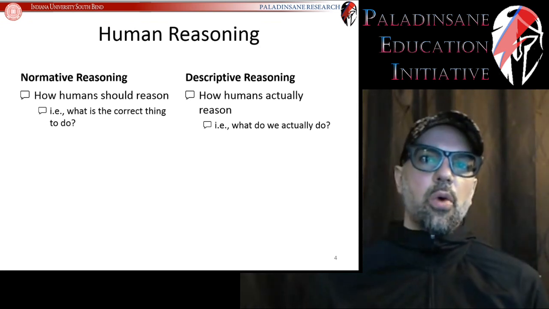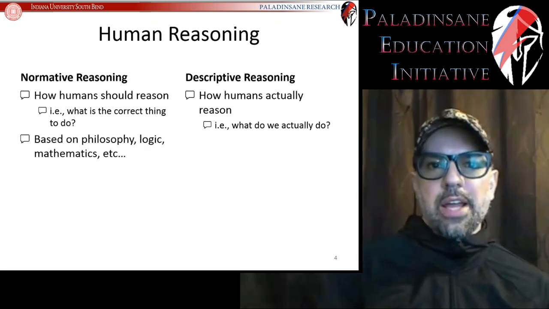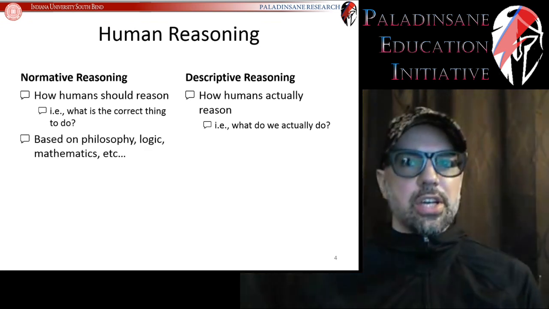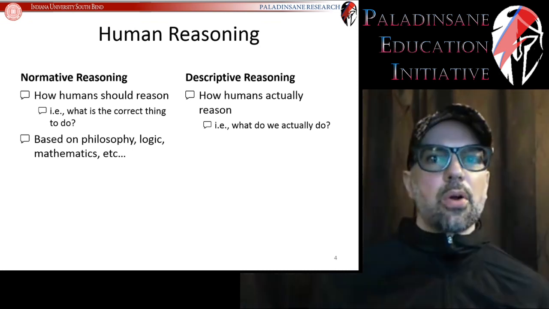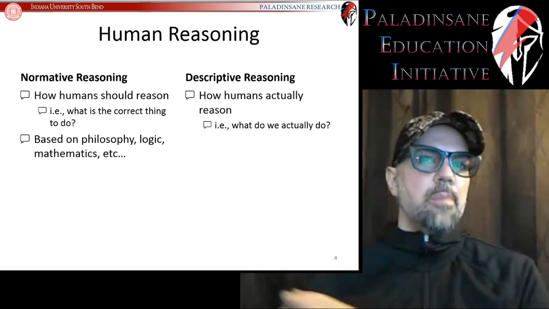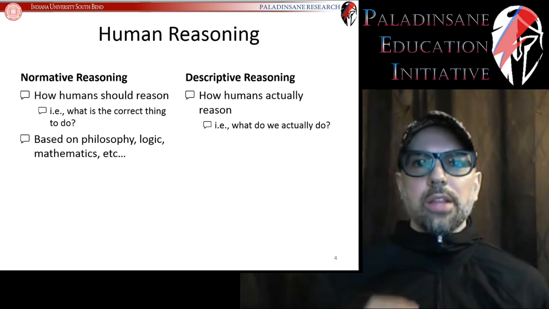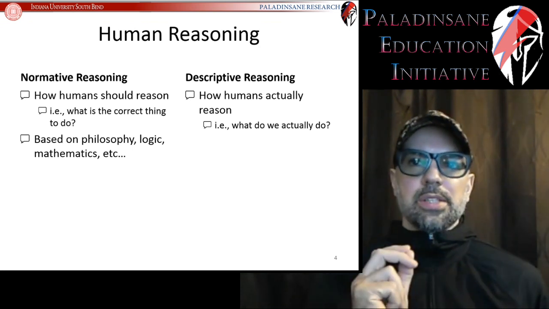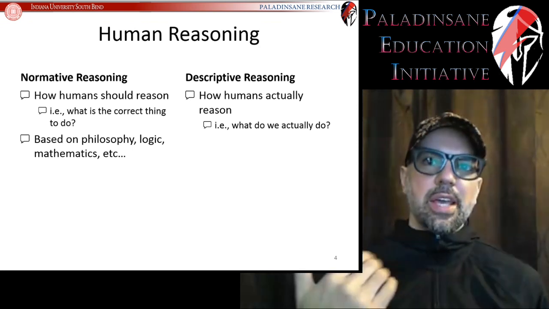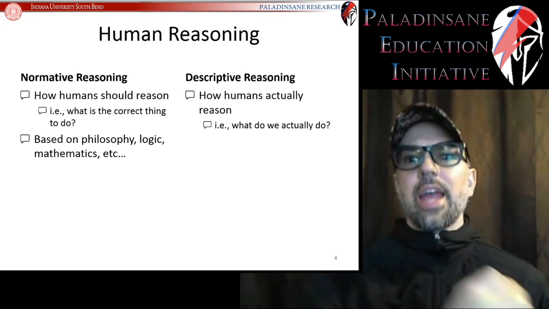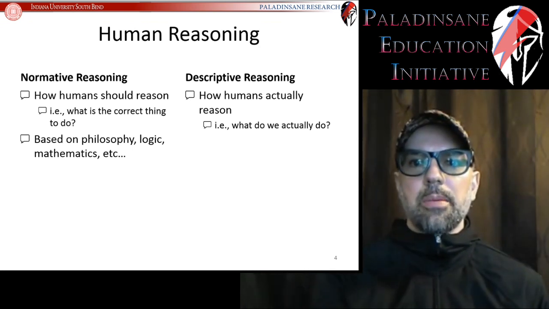To discover what normative reasoning is, we turn to philosophy to find out. We look to logic to determine. We look to mathematics, computer programming, artificial intelligence, all those types of analytical tools that can tell us what the correct answer is. What is the right way to reason? What is a logical way to reason? Basically, what is the correct answer when we're faced with a reasoning problem?